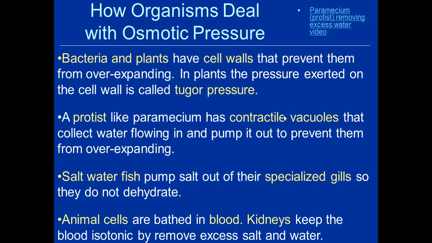A protist, like a paramecium, has things called contractile vacuoles that collect water flowing in and then pump it out to prevent them from overexpanding. Saltwater fish pump salt out of their specialized gills so they do not dehydrate. And animal cells are bathed in blood. Kidneys keep the blood isotonic by removing the excess salt and water.